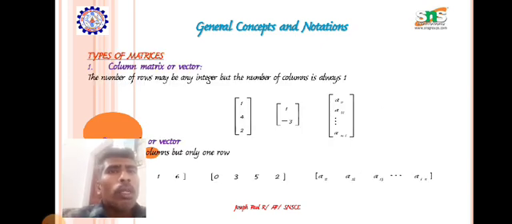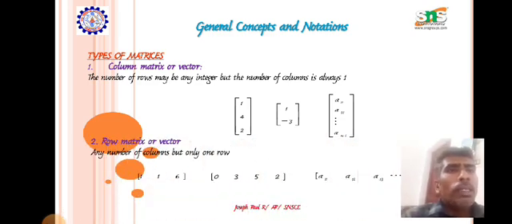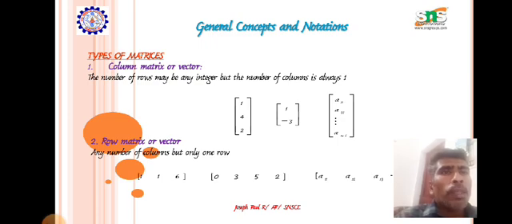So we are talking about types of matrix. Under the types of matrix, first we are talking about the column matrix. There may be any number of rows, but we have only one column. It's taken as 1, 4, 2. We have only one column and 3 rows in this example.